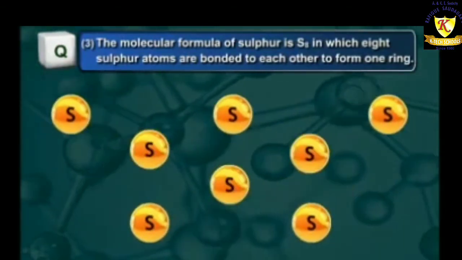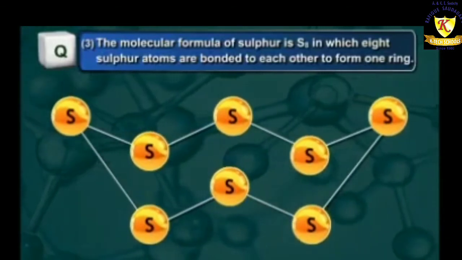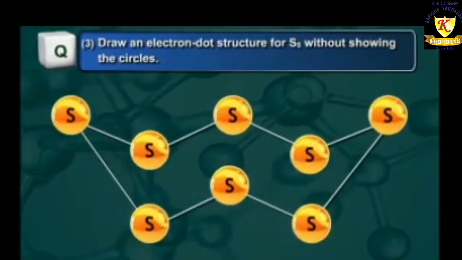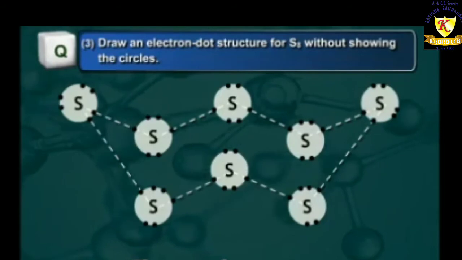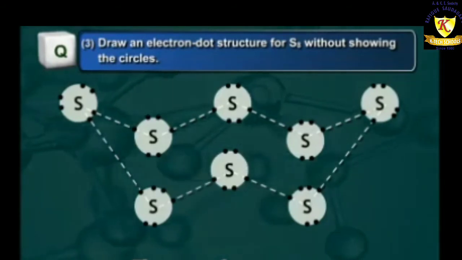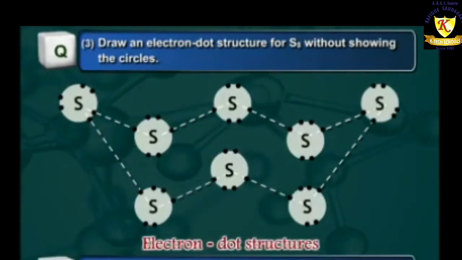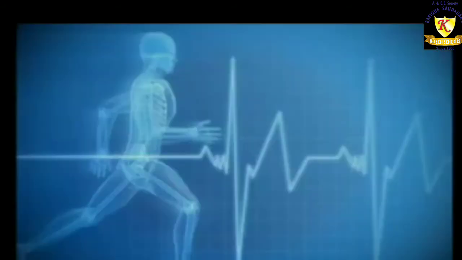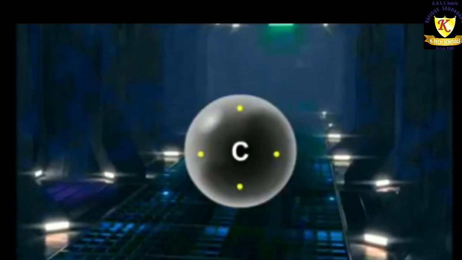The molecular formula of sulfur is S8, in which 8 sulfur atoms are bonded to each other to form one ring. Draw an electron dot structure for S8 without showing the circles. So here is the electron dot structure for S8 without showing the circles. Got it? Okay.